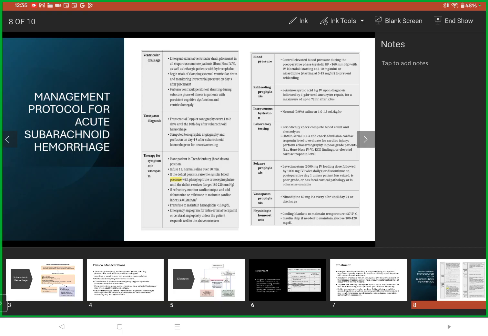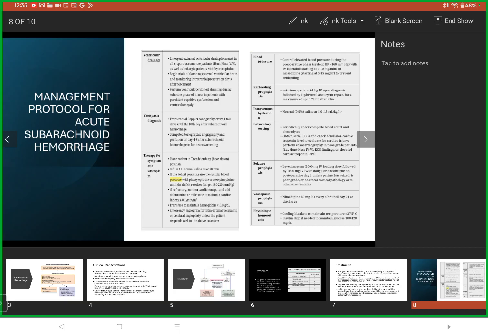Next important thing is vasospasm prophylaxis. Nimodipine should be started at a dose of 60 milligram orally every 4 hours for 21 days. All clinicians, remember nimodipine at 60 milligram orally through Ryle's tube or the nasogastric feeding tube every 4 hours for 21 days or till the time of discharge. The peak time of vasospasm occurs between the third and seventh day, which is very important.